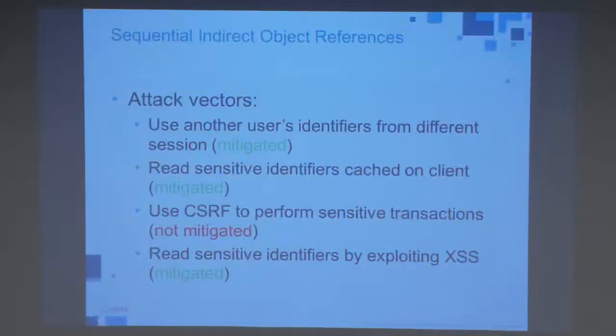Now it mitigates 3 of the 4 things that we're worried about. You can no longer use another user's identifier from another session because, well, you're checking against something that's built into the individual user session. You can't read sensitive identifiers because they're no longer sent to the client. You can still use CSRF to perform sensitive transactions on those accounts, unless, of course, you have a CSRF token.